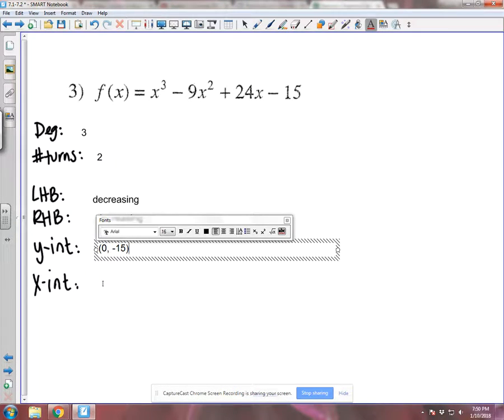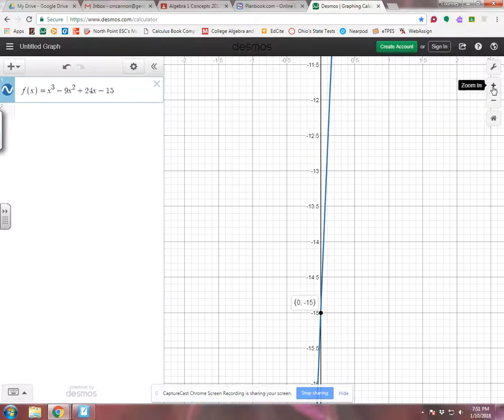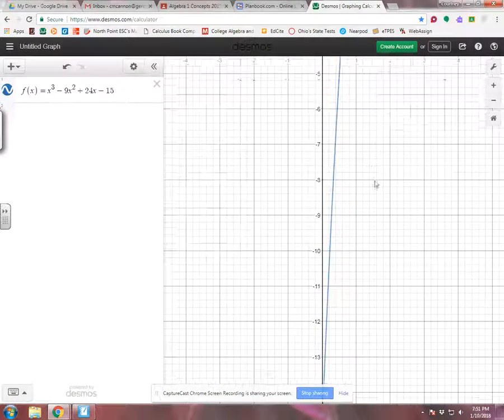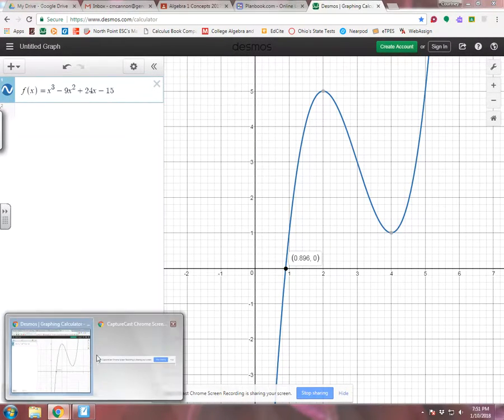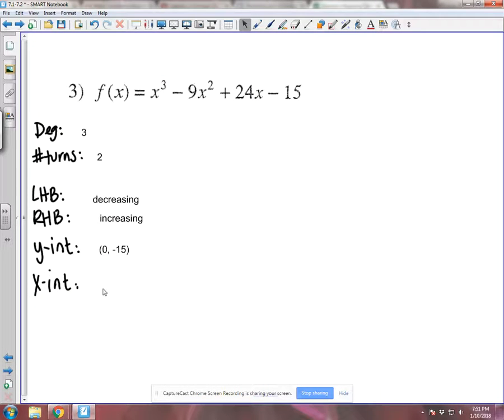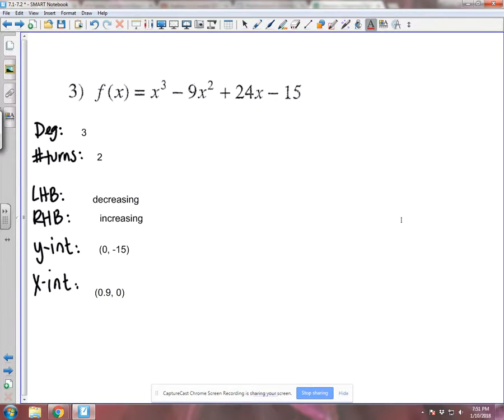Okay, next I'm asking for the x-intercept. So if I go back here, let's zoom back out and scroll back up. It only crosses the x-axis, it looks like, right there. Okay, so that'd be 0.9, comma 0. And that's all there is to it, folks.